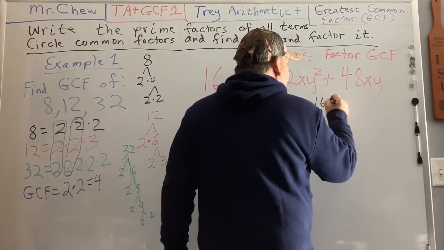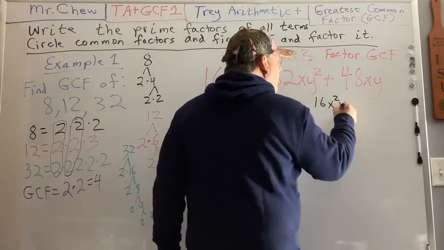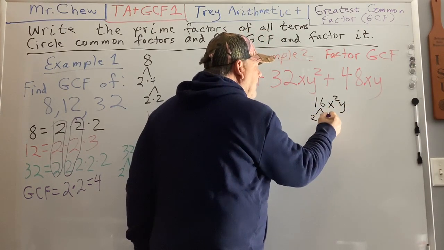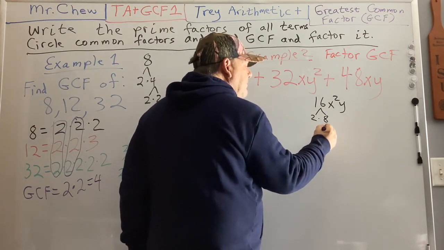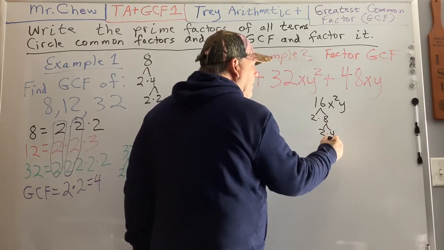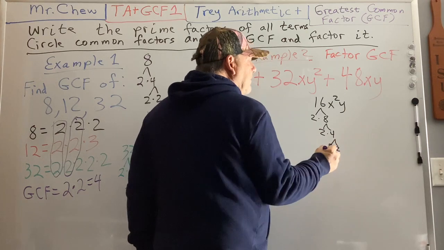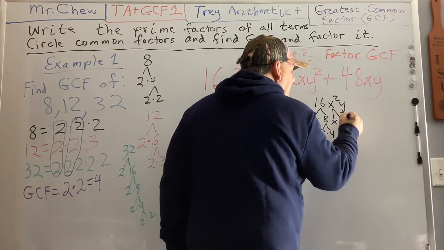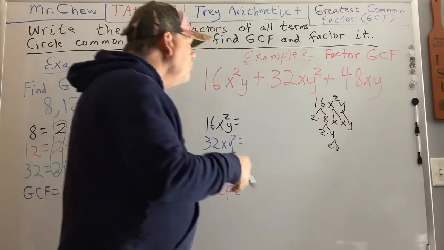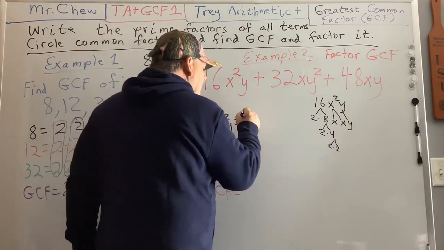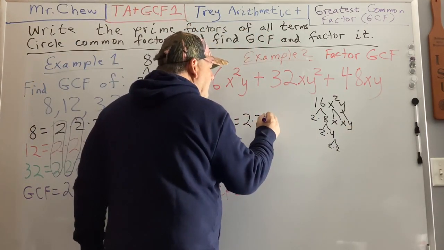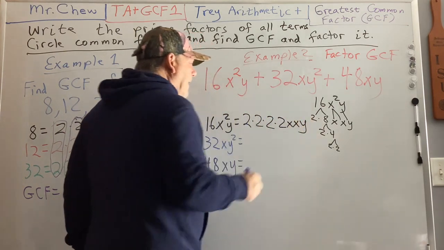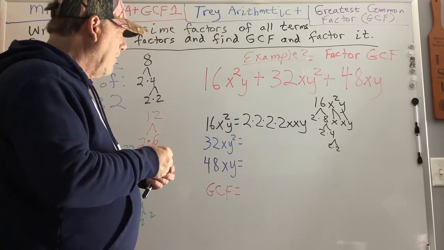So I have my 16 x squared y, and the 16 is 2 times 8. The 8 is 2 times 4. The 4 is 2 times 2. And then I've got an x, and a y. You just write those down. So I have 2 times 2 times 2 times 2, x, y. All right?